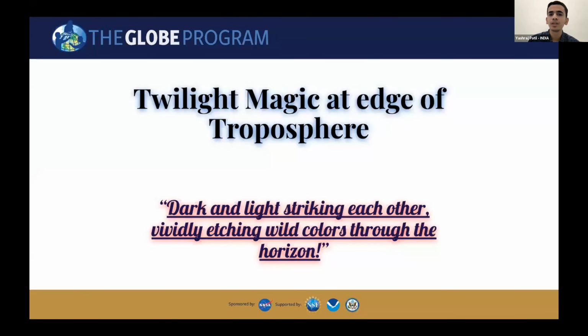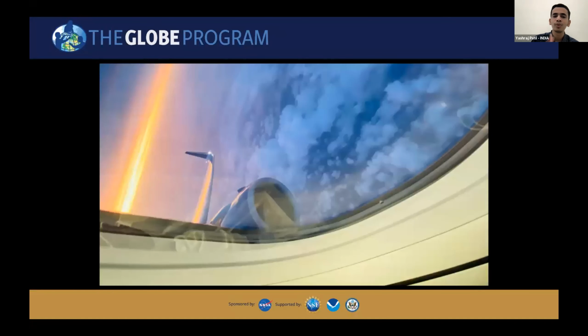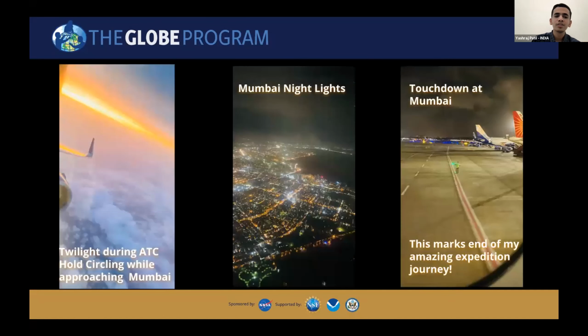And this is the twilight magic at the edge of the troposphere, as we were having our ATC holding while approaching Mumbai. It was twilight time, and while our flight was circling around, I just went through this amazing view of the sunset in the troposphere. And this was my first air travel.